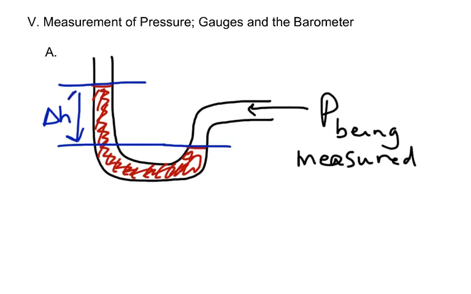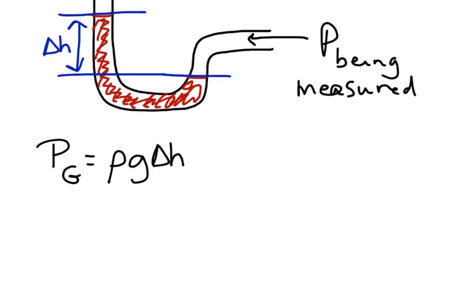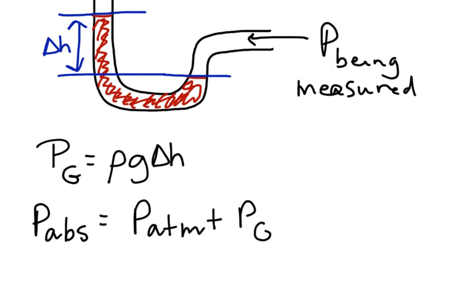And we can use that delta H value by saying, oh yes, the gauge pressure, or P sub G, is equal to rho G delta H. And then once we know what the gauge pressure is, we can then find the total, or absolute pressure, by taking the atmospheric pressure plus the gauge pressure.